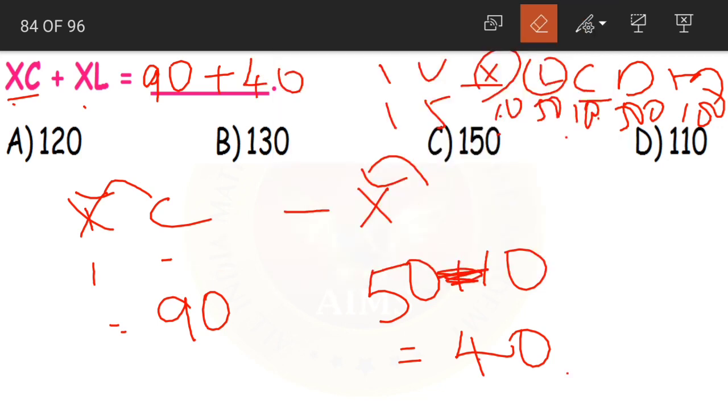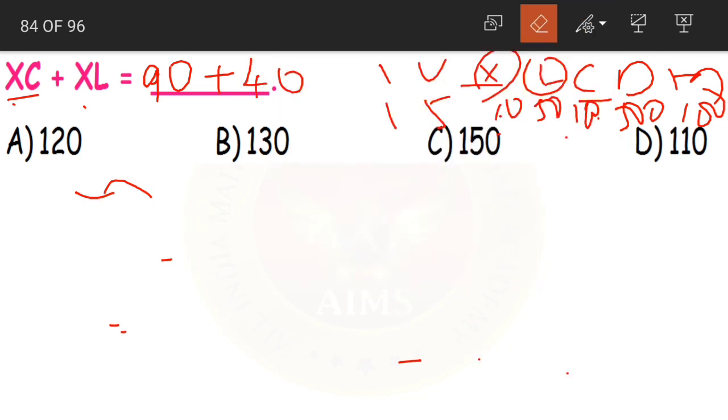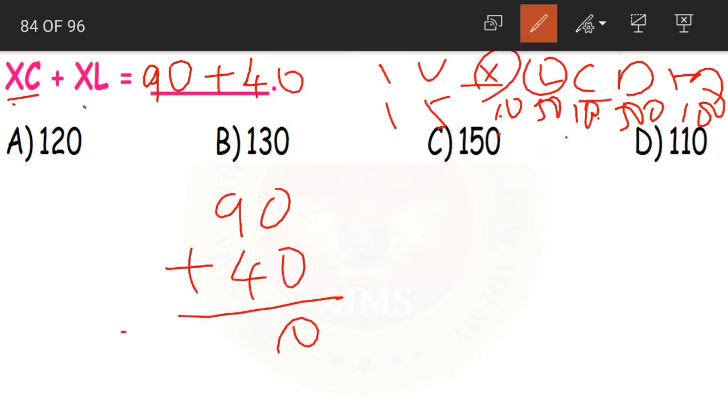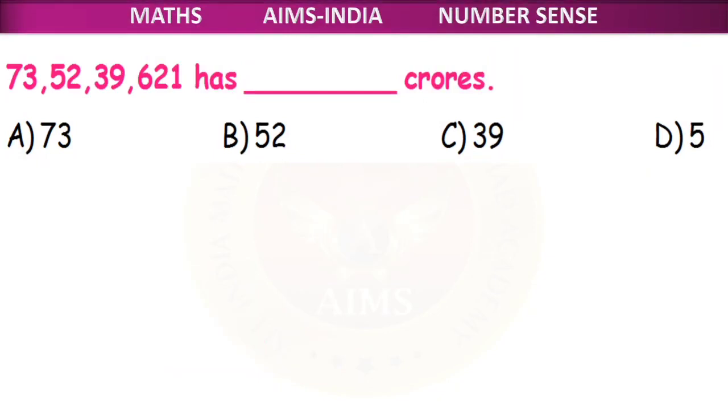Now let us add XC plus XL, right? That is what they have asked in the question. We need to add both the values of the Roman numerals. 90 plus 40. 0 plus 0, 0. 9 plus 4, 13. 130 becomes our answer. That is option B. Clear?